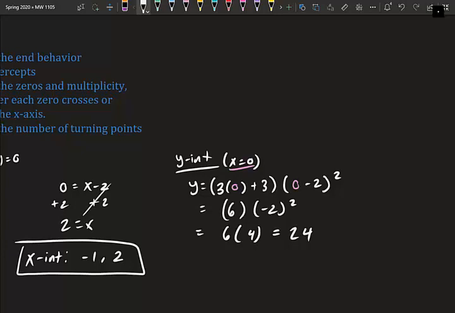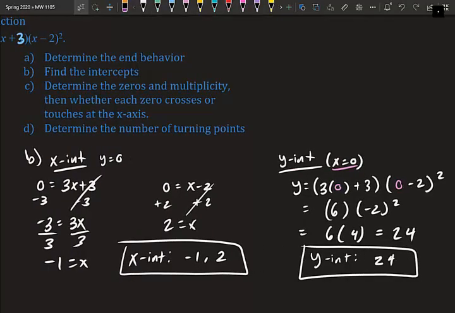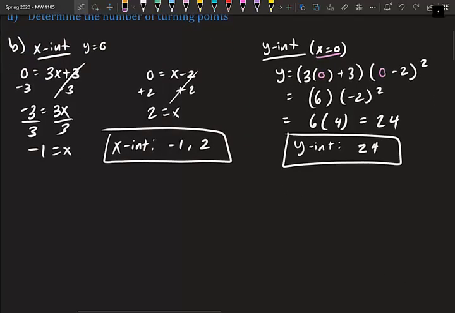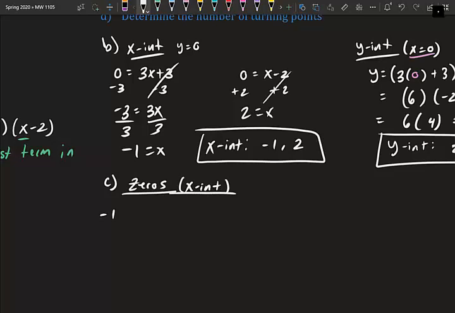Alright, so our y-intercept is 24. Positive 24. Alrighty. Let's go ahead and determine the zeros and the multiplicity, then whether each zero crosses or touches the x-axis. So part C. We're talking about zeros. Remember, our zeros, those are just our x-intercepts. So we have two zeros, one at negative 1 and one at 2.